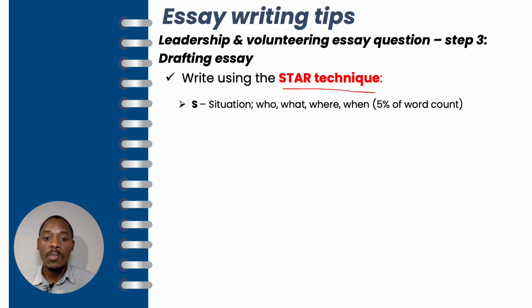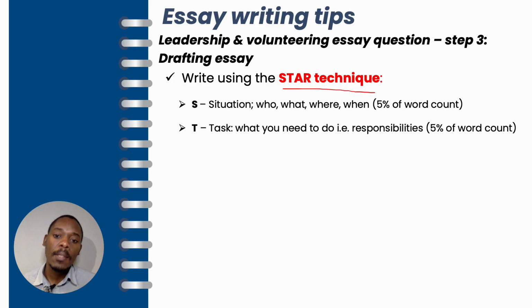So the S stands for the situation. You briefly highlight the situation that made you do that leadership experience or that voluntary experience. So you include things like who, where, and what did you do? And this should account for at least 5% of the word count for the essay that you are writing.